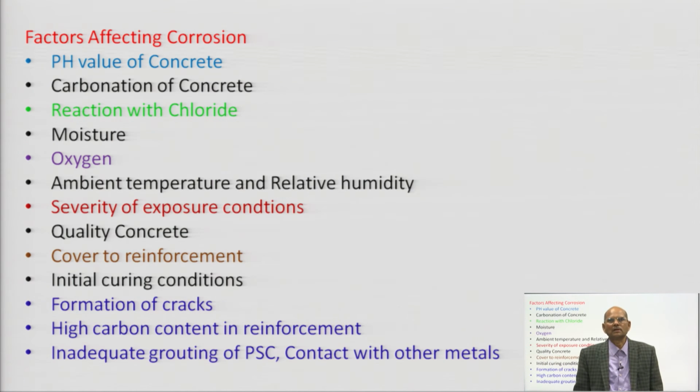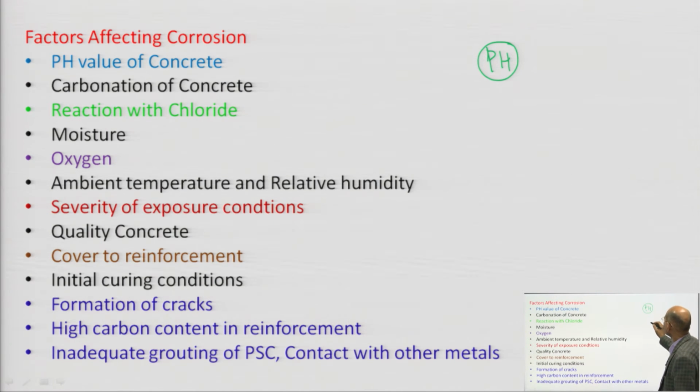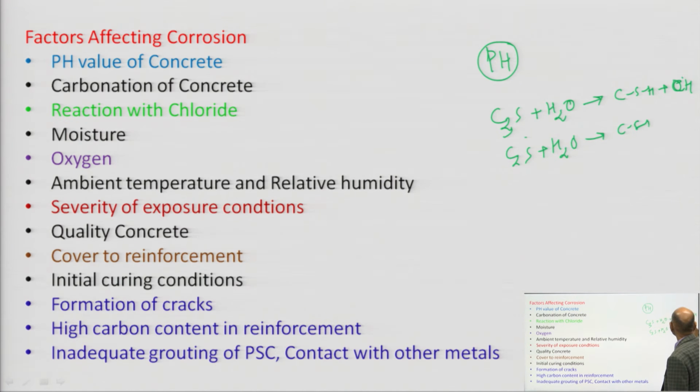Out of these, I am going to discuss a few in detail, to show how they affect the structure. Here we have the pH value of concrete. So, what is the pH? How do we get the pH in concrete? In cement concrete we have two important compounds, C3S and C2S, tricalcium silicate and dicalcium silicate. These react with H2O and make two compounds, calcium silicate hydrate plus calcium hydroxide, CSH plus CH. This is an exothermic reaction, so there is always generation of heat.